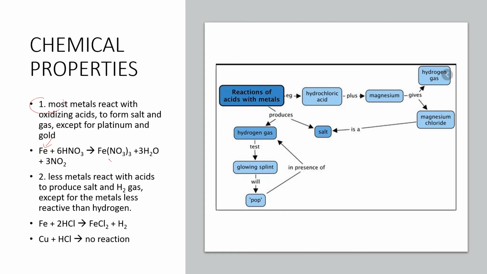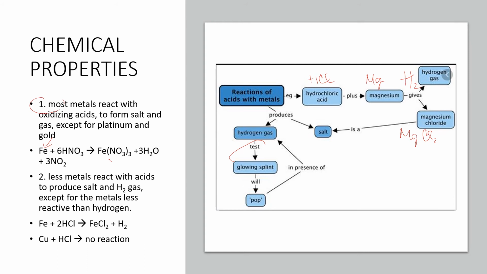Here, reaction of acids with metal. For example, the acid is hydrochloric acid, HCl, plus magnesium Mg gives hydrogen gas H2 and magnesium chloride MgCl2. That's the salt. This is the salt and the hydrogen gas. We can test the presence of hydrogen gas using a glowing splint, which will produce a pop sound.